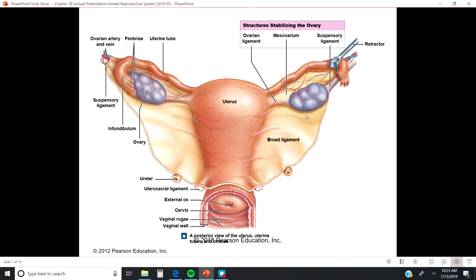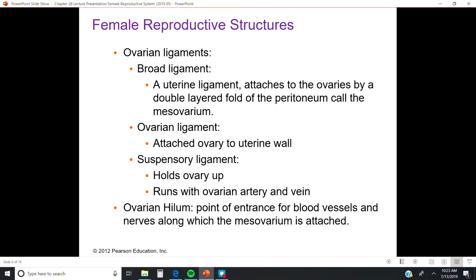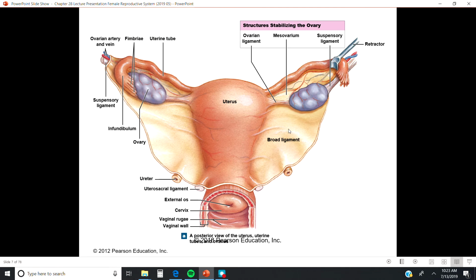All right, so you can see the ovary is really held in place nicely by the broad ligament below and the mesovarium above. Okay, and that's what I have over here. This is a uterine ligament. It attaches to the ovaries by a double layered fold of the peritoneum. So these are actually peritoneal membranes, and that mesovarium up top here very nicely holds the ovary in place up here, while the broad ligament is doing a nice job down over here.